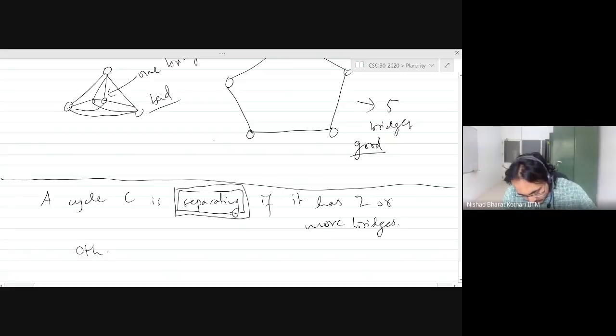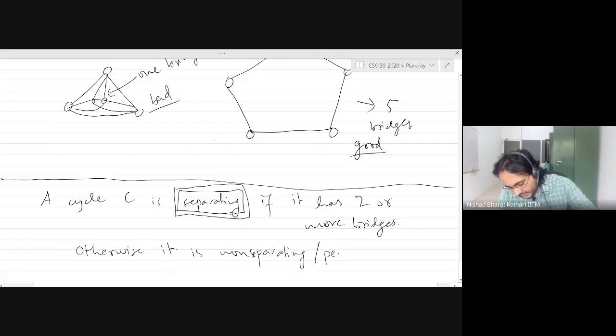Otherwise it is non-separating, and in many books they are also called peripheral cycles, but we will be using non-separating and separating.